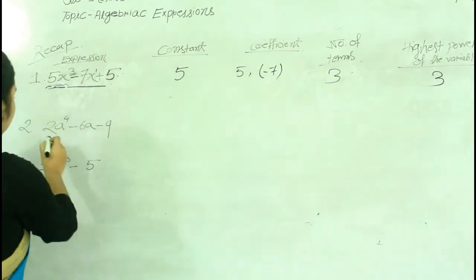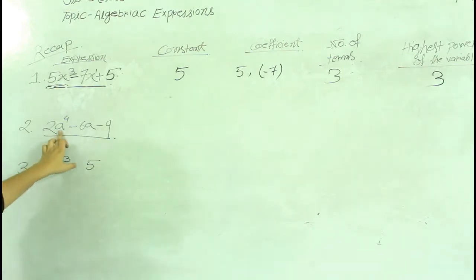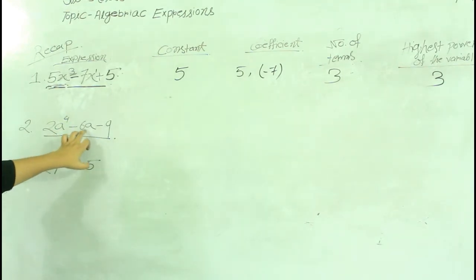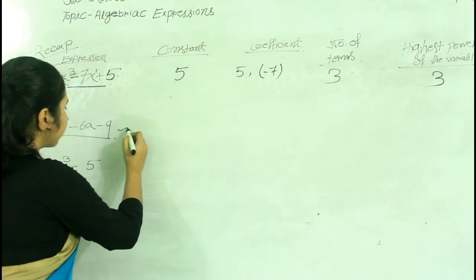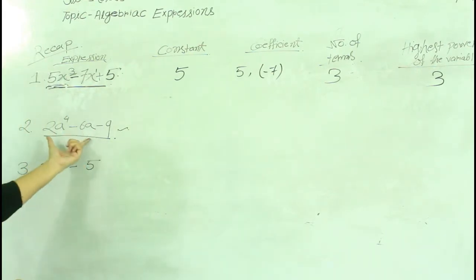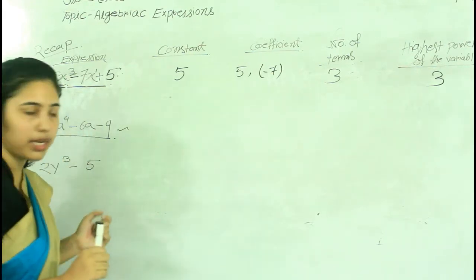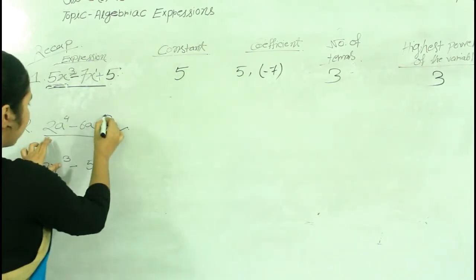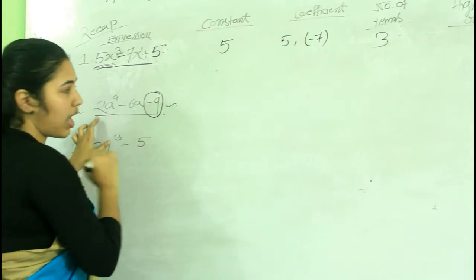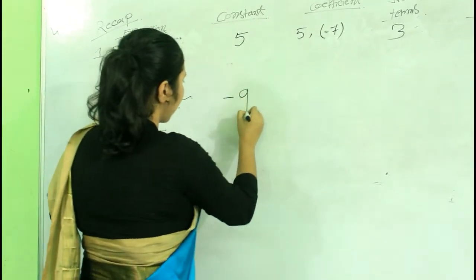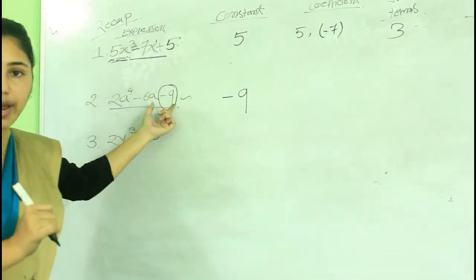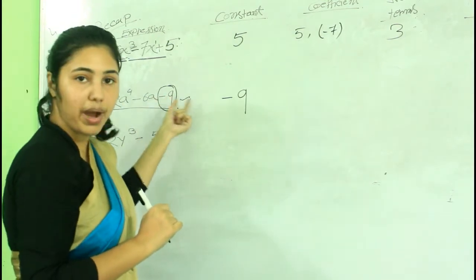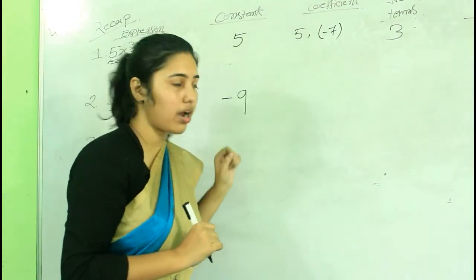Next expression, here 2a cubed minus 6a minus 9, which means in this expression our variable is a. Now the constant term, here the constant term is 9, okay, we have to write this minus. Minus 9 is our constant term.